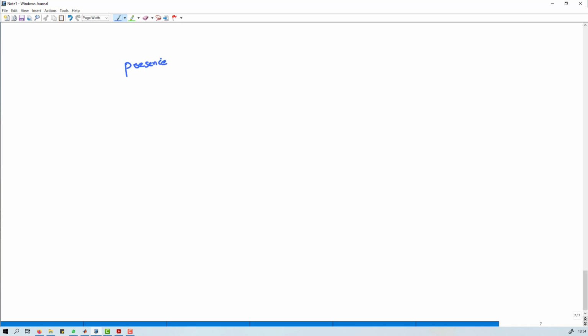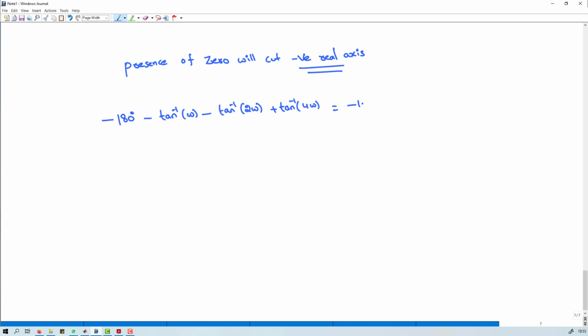Whenever there is a zero available in the numerator, the plot has to cut the negative real axis. Whenever it cuts the negative real axis, the phase angle will be equal to minus 180. From there you can find the magnitude, and all the remaining information you can easily find when you equate the phase angle to minus 180. So now let us take the phase: minus 180 minus tan inverse of omega minus tan inverse of 2 omega plus tan inverse of 4 omega. It is cutting the negative real axis at minus 180.